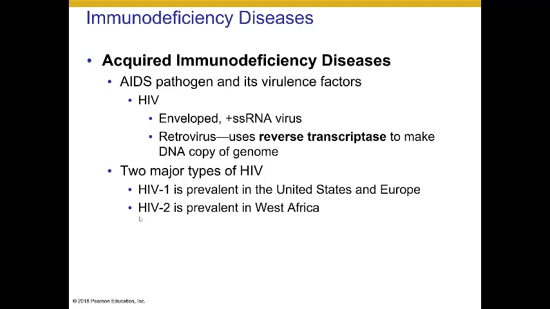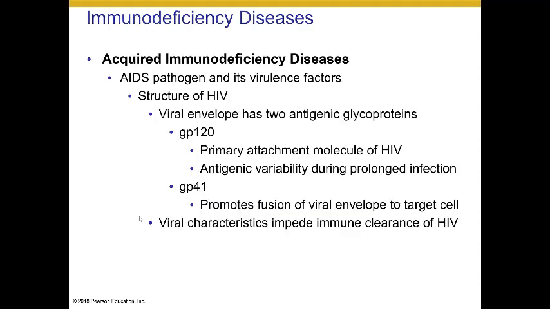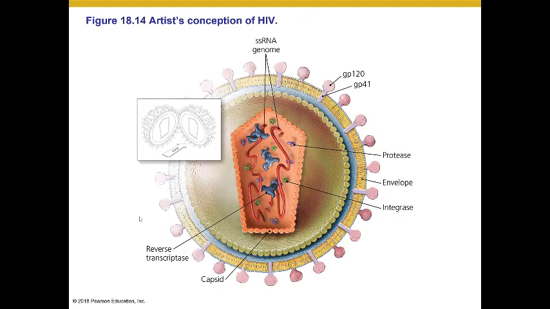Two types of HIV. The one that I think is more common, especially in the United States, is HIV-1. And that's what we're going to talk about here. So let's look at this structure. I'm going to show you a picture. It is an enveloped virus. So here is the envelope. Here is the capsid. Here is the single-stranded RNA.